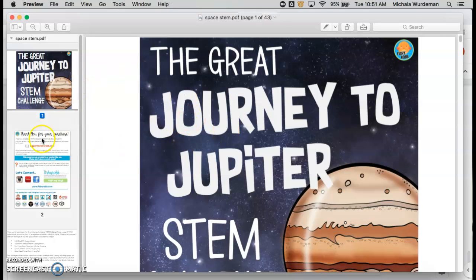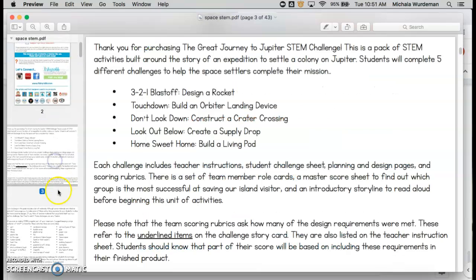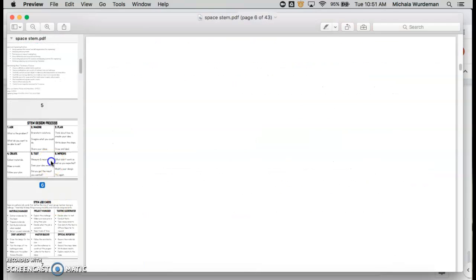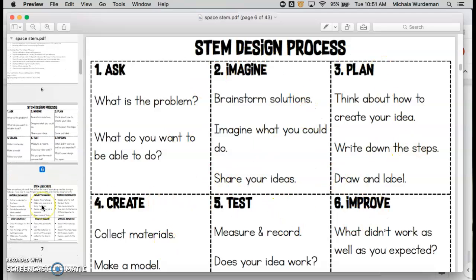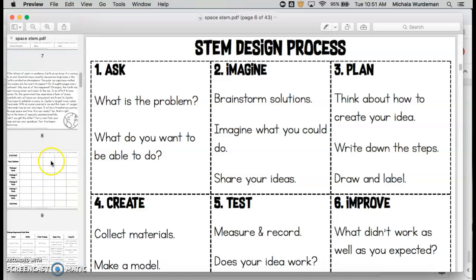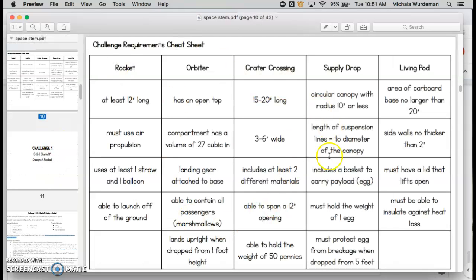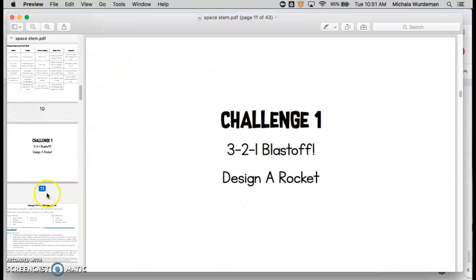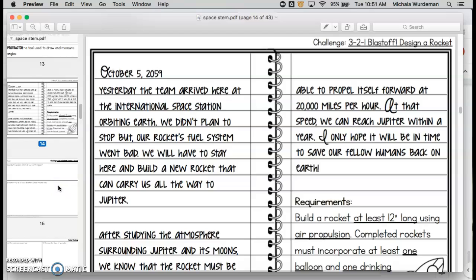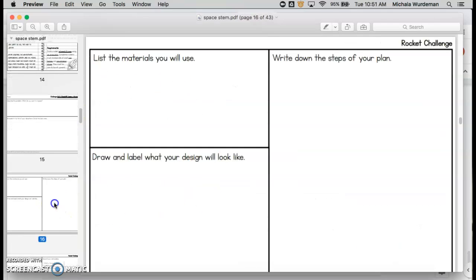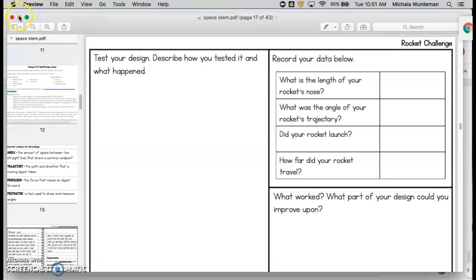And their Journey to Jupiter one, the packet is here. As we worked through this one, had their different pieces. Once again, it was working them through that STEM design process of ask, imagine, plan, create, test, and improve. Gave them background information, and then gave them the requirements they needed for their rocket. And once again, I'm just focusing on that first one. Gave them the materials they needed, more information, and then here we got into their planning process, drawing, labeling things, and so forth for that one.